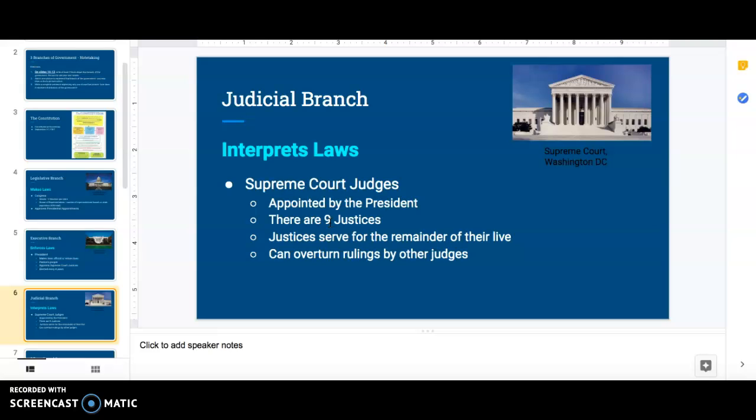When a Supreme Court judge is recommended by the president and passed by the Senate and House of Representatives, they serve on the Supreme Court for the rest of their life. The reason for that is you do not want any sort of bribery. You don't want anything influencing a judge and their decisions in Supreme Court cases. So if they serve for the rest of their life, they don't have to please anybody. They don't have to please anything.